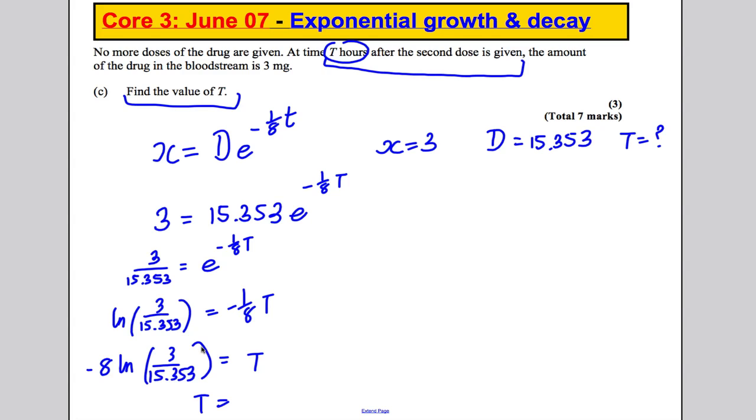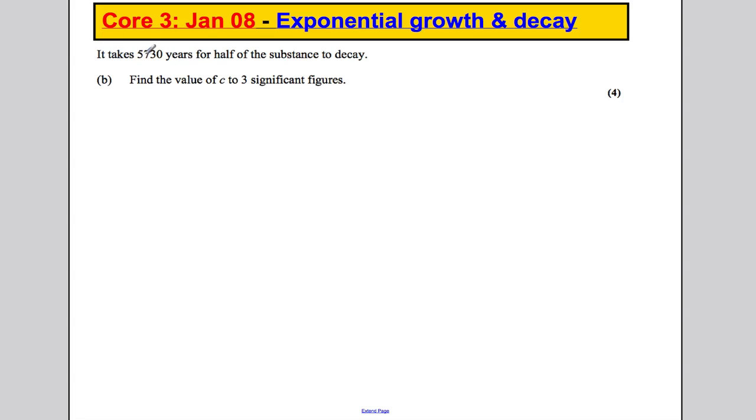So t is negative 8 multiplied by the logarithm of 3 over 15.353, and you get t is equal to 13.062 hours, or 13 hours to the nearest hour. And you're done. Okay, next part, it tells us it takes this many years for half the substance to decay.